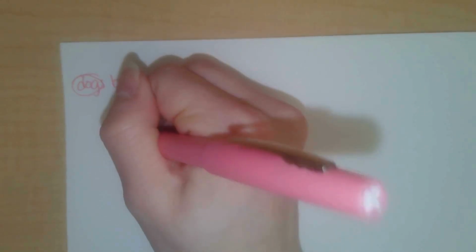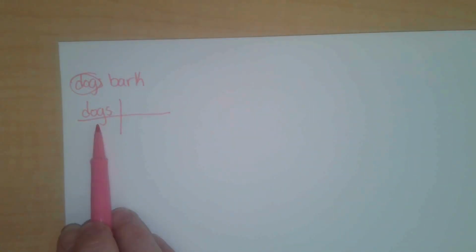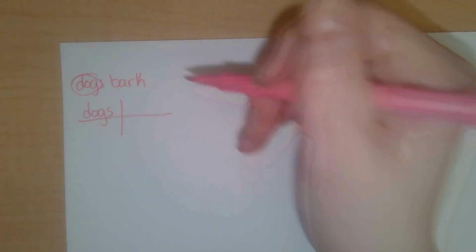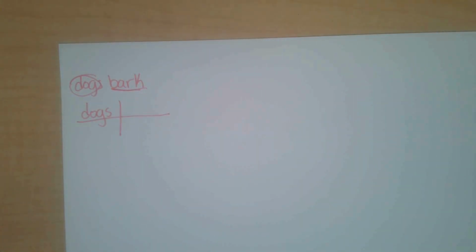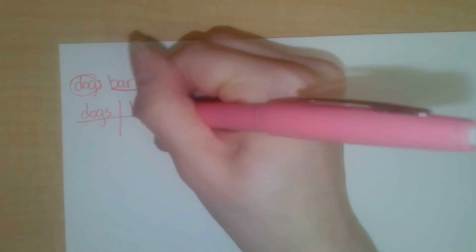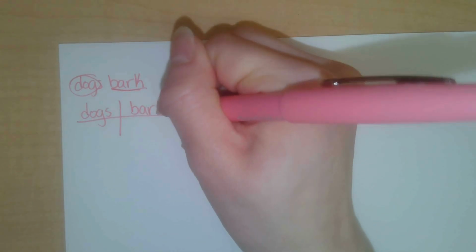The one doing something is the dog, the dogs. So if we draw our cross, the dogs are going to go in the subject place because they are doing something. And then what are they doing? They are barking. That's our verb. So it's going to go in the verb spot.